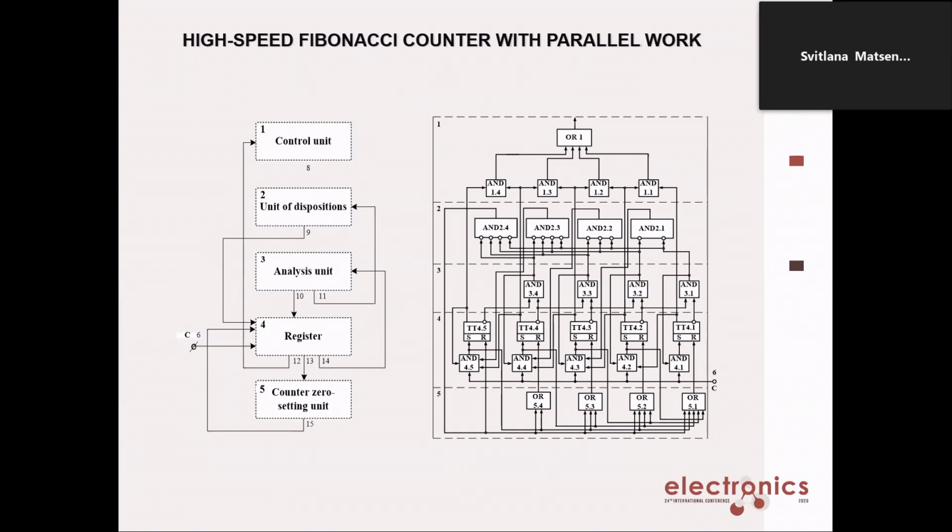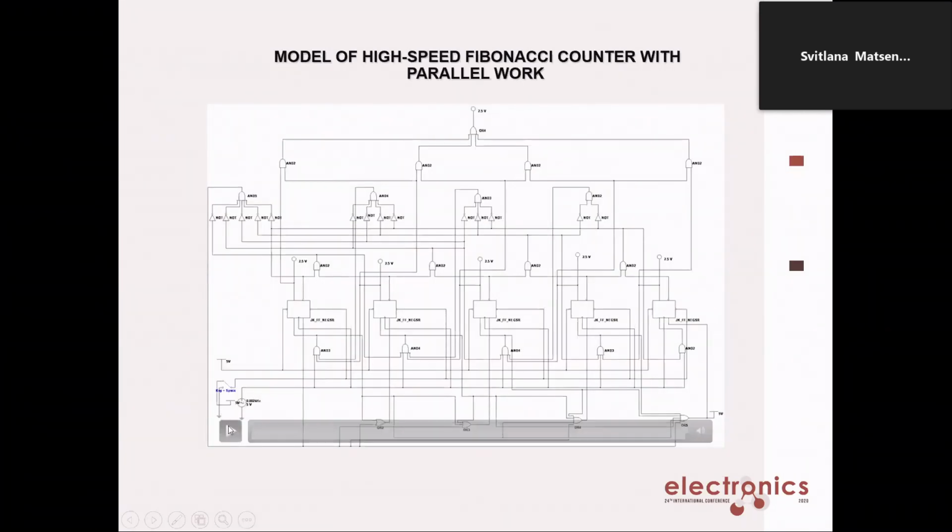This is control unit number 1. This is the unit of disposition, analyzed unit, register. This is the flip-flop structure, and the counter 0 setting unit. And this is a digital device using an end-to-end control system, because it uses an error detection code and works in error detection code. And the next slide shows some information.